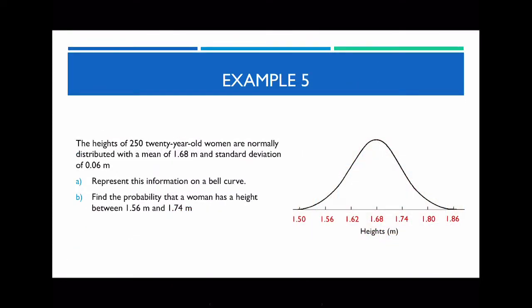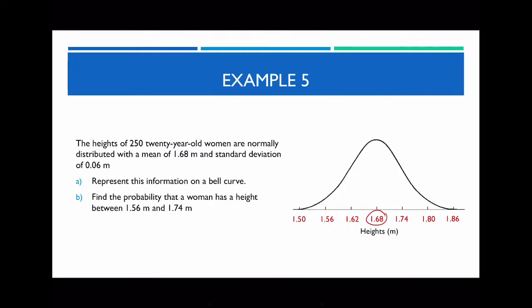Moving on to our next example over here, the question reads, the heights of 250 20-year-old women are normally distributed with a mean of 1.68 meters and a standard deviation of 0.06. So I've already written down where the mean lies, so that's where the peak of the normal distribution is going to be. And to find out the other values, which is generally not given to you, all you need to do is just add and subtract 0.06 from it to fill out the remaining numbers.